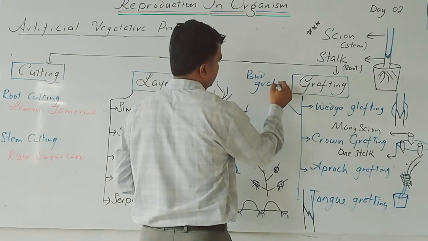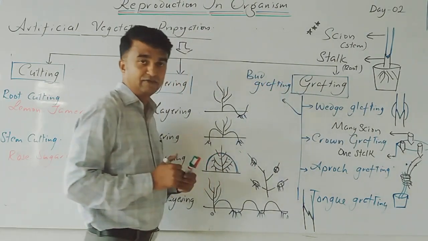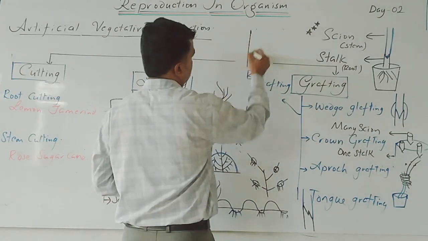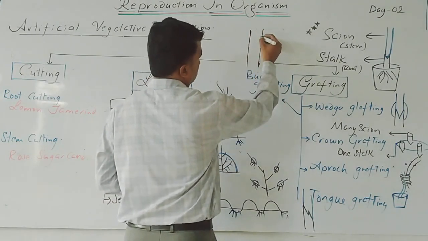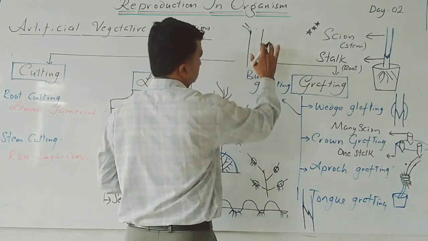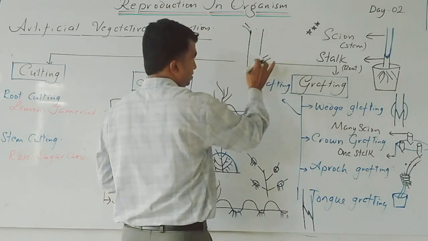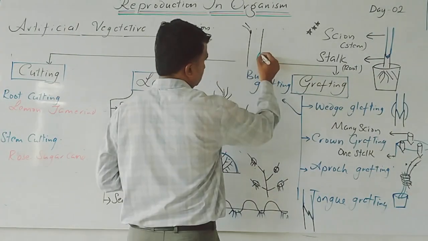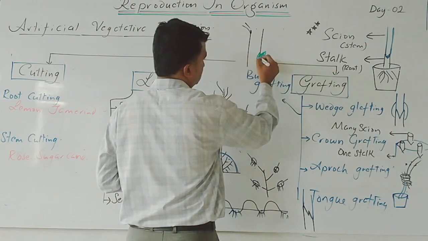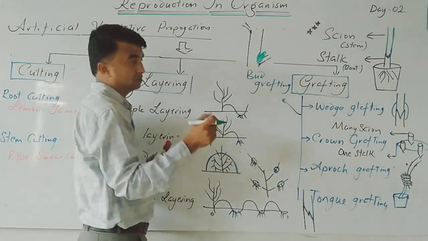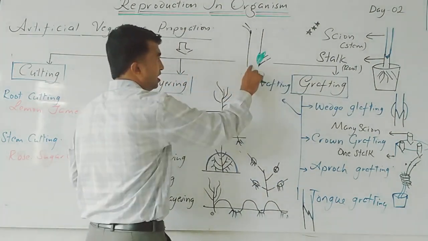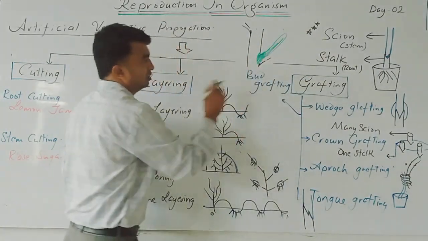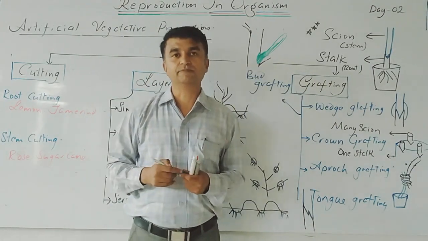One more is there, that is bud grafting. Bud grafting means, so this is a stem, yes, and these are the leaf portions. In the axil region or the internode region, a bud is placed. So only this bud is grafted. This bud is from another plant and this stem is another portion. So this will develop into a complete plant. Only the bud portion is grafted with the stem.